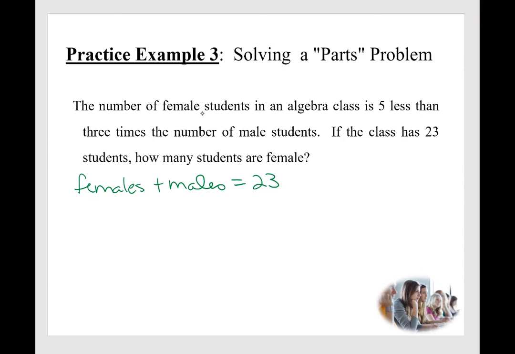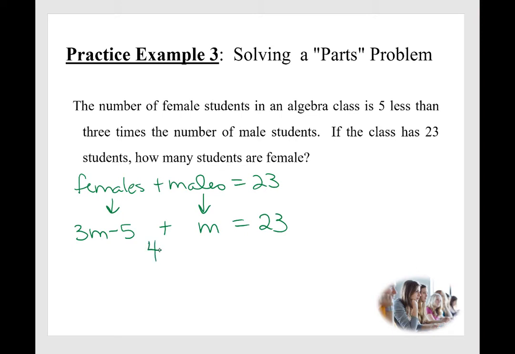All right, it tells me the females is 5 less. Okay, so females is 5 less than 3 times the number of males. Okay, so plus m, where m is males, and that should add up to 23. So there's the equation. Hopefully you have the same equation that I do.